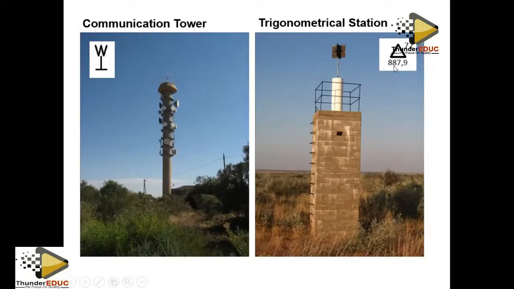Normally, this number with the decimal point is the one that shows the height of that trigonometrical station. The number on top is showing the number of the trigonometrical station. Maybe in this case, we can say it's number 72. But 72 is not the height. The height is 887.9. So that is what we refer to as a trigonometrical station. It's basically an indicator of height on a map.